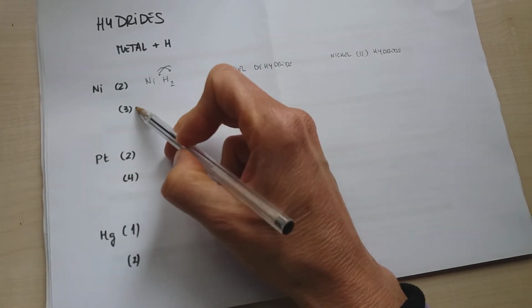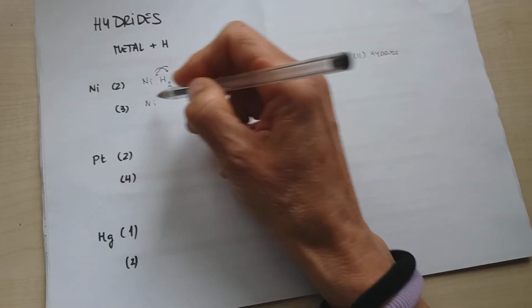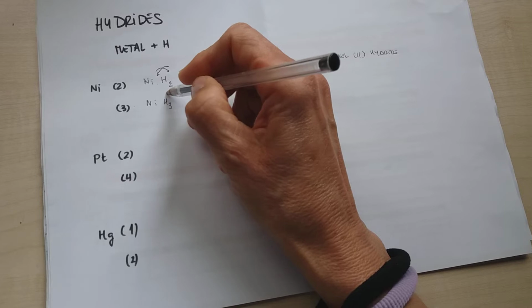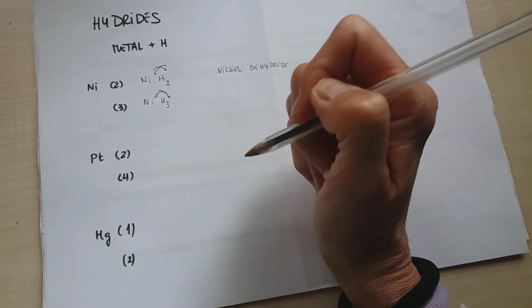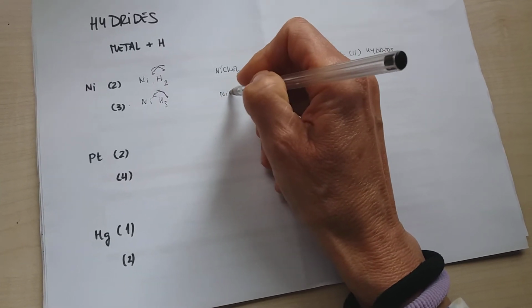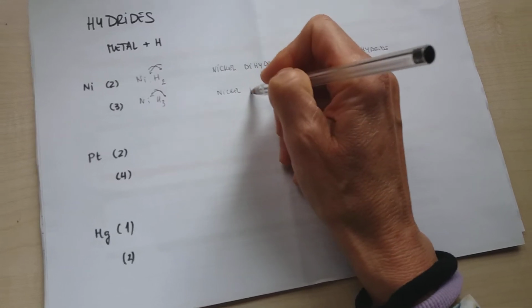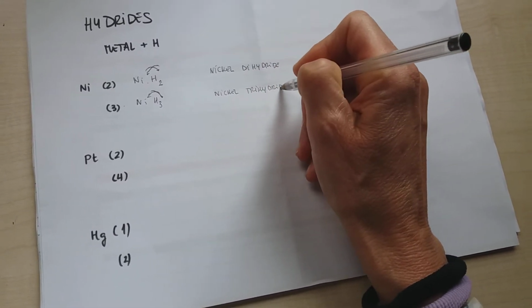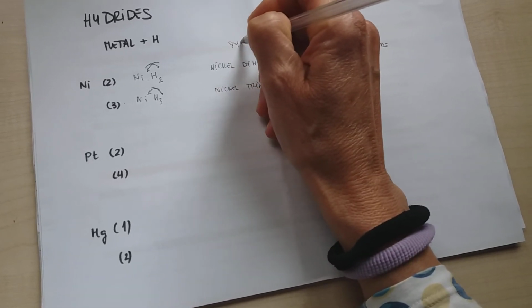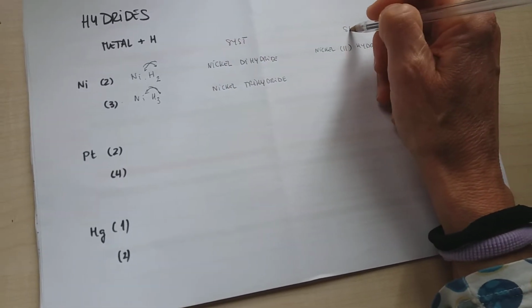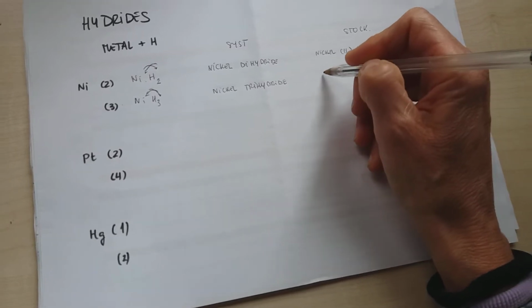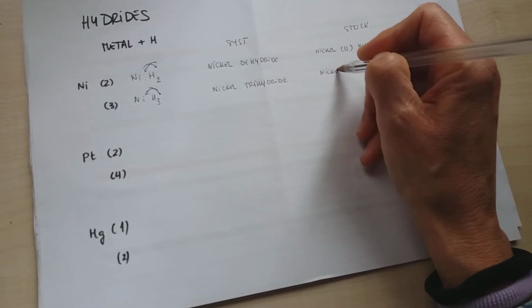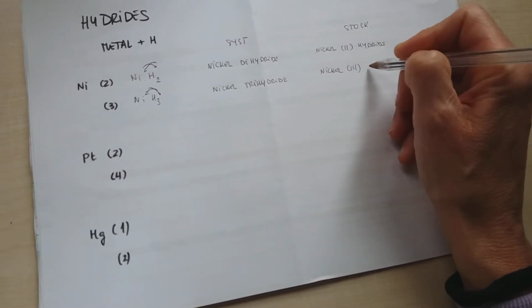In the case of oxidation number 3, it's going to be NiH3, because they exchange valences this way. It's going to be nickel trihydride in the systematic nomenclature, and this is going to be the stock nomenclature. And this one is going to be nickel (III) between brackets hydride.